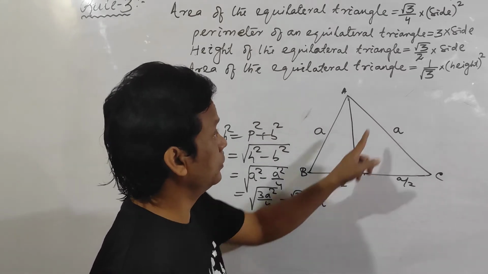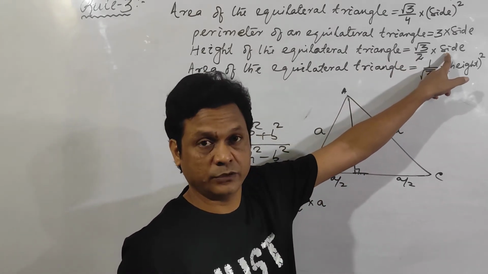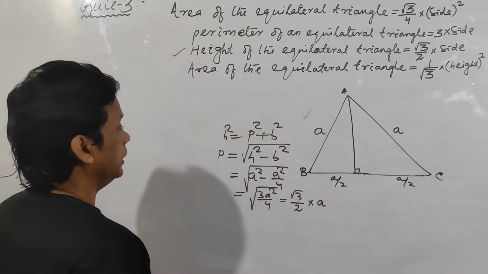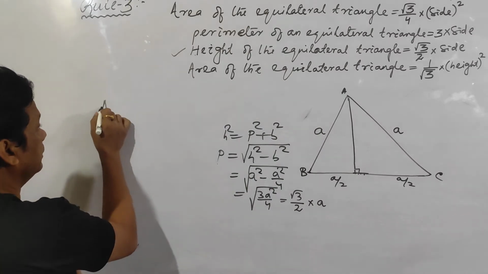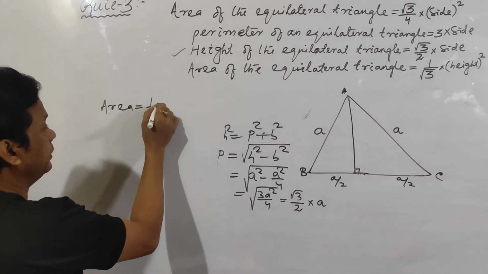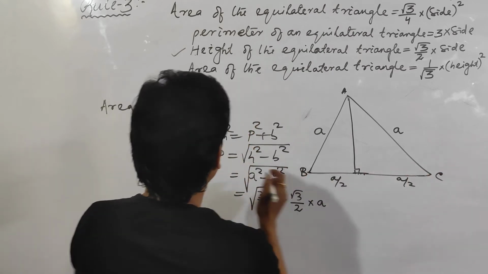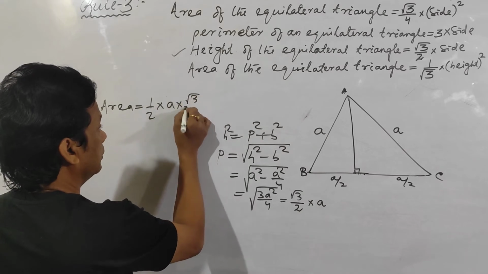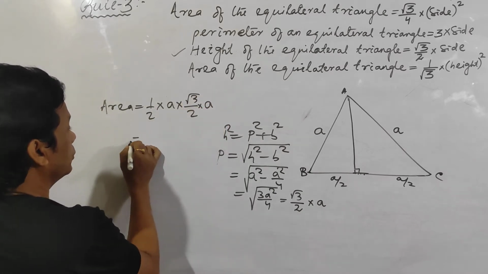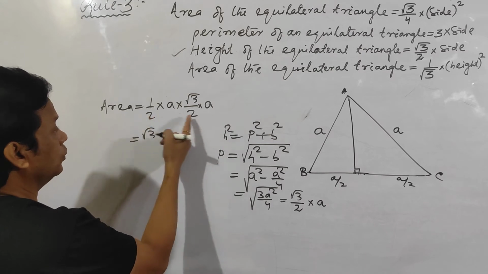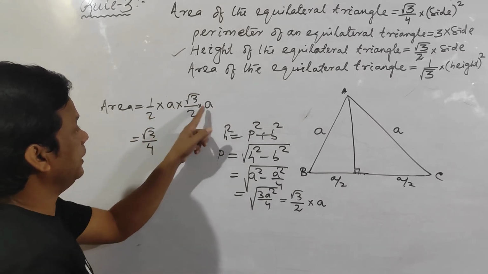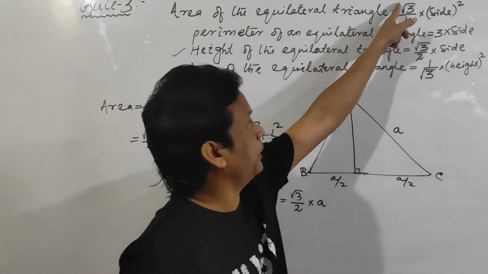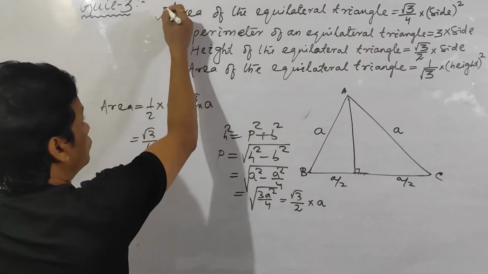So height is root 3 by 2 into side. We have got this one. Clear? Now, how to find out the area? What is the formula for area? I have told you, half base into height. Here the base is a and the height is root 3 by 2 a. So root 3, 2 into 2 is 4, and a into a is a square. So the area is root 3 by 4 side square. So this formula is over.